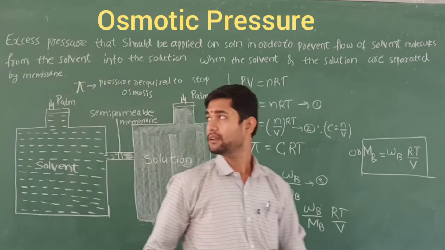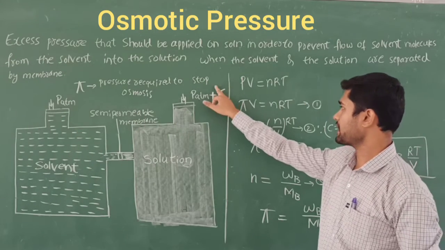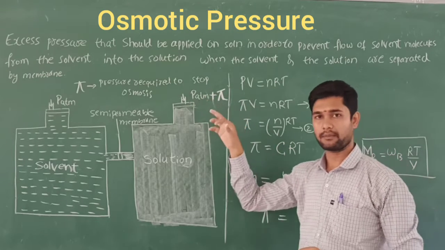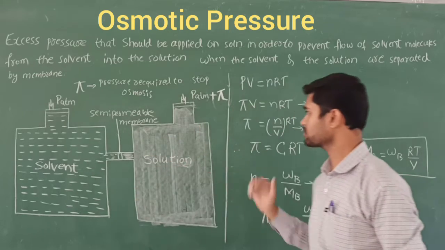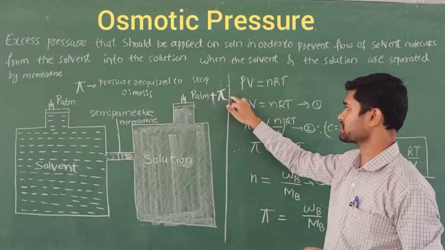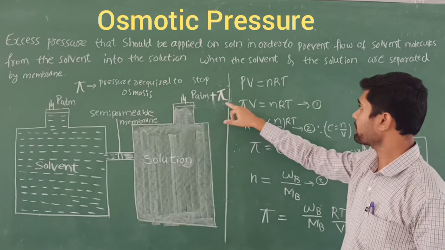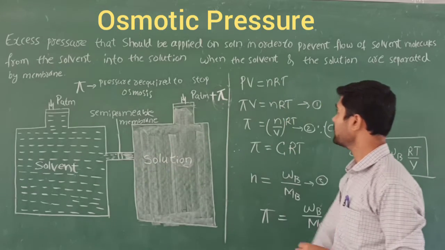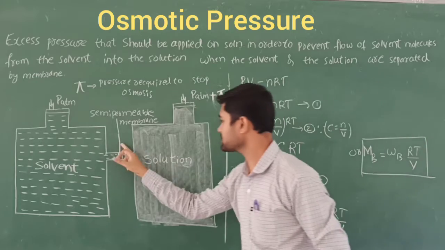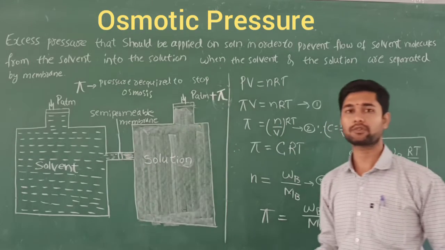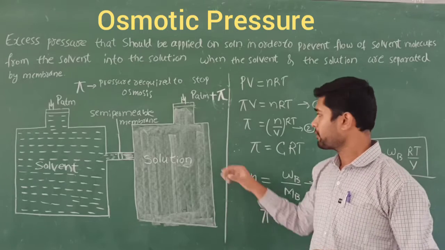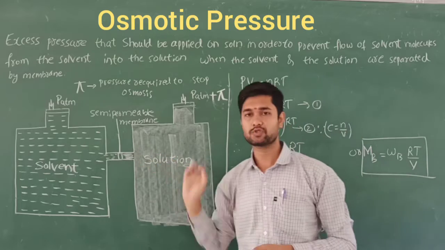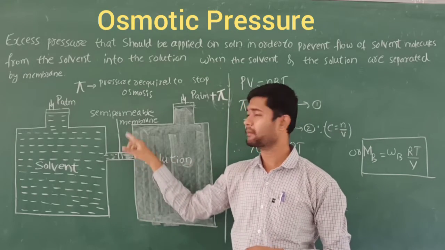Let's take a definition here. So this is called excess pressure. This is called normal atmospheric pressure, which will be present in both the solvent and the solution. Apart from that, we are going to apply some extra pressure. That extra pressure that should be applied on the solution in order to prevent the flow of the solvent molecules from solvent into the solution, when the solvent and solution are separated by this semi-permeable membrane, that we are going to call the osmotic pressure. Only if we apply the extra pressure, that is excess pressure, towards the solution, then only we are going to stop this osmosis. So this is called semi-permeable membrane.